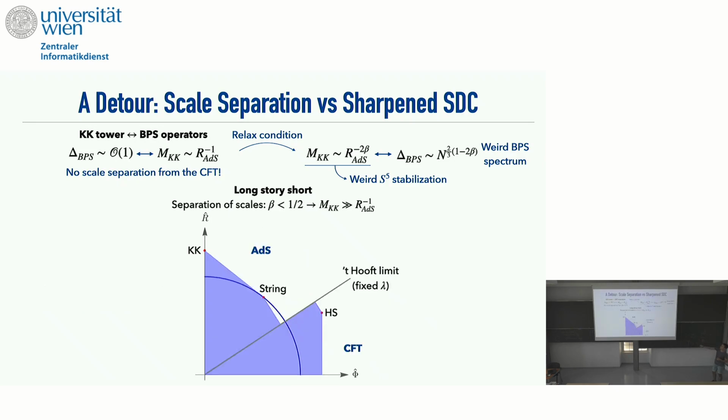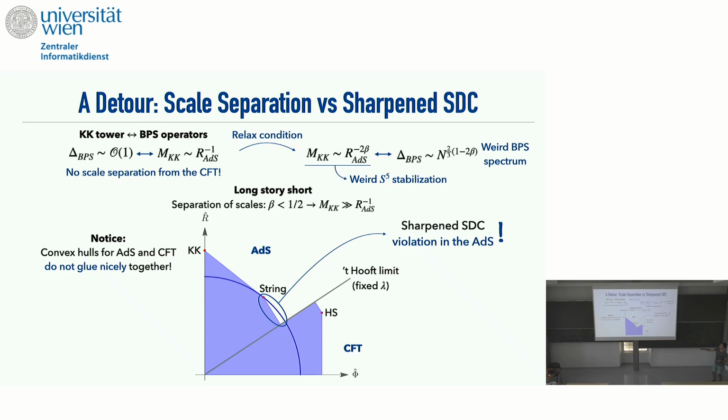Now I can take also the case of separation of scales. I find now this plot, and I exactly reproduce the same. They don't glue together, and I find again violation of the distance conjecture, in this case in the ADS.